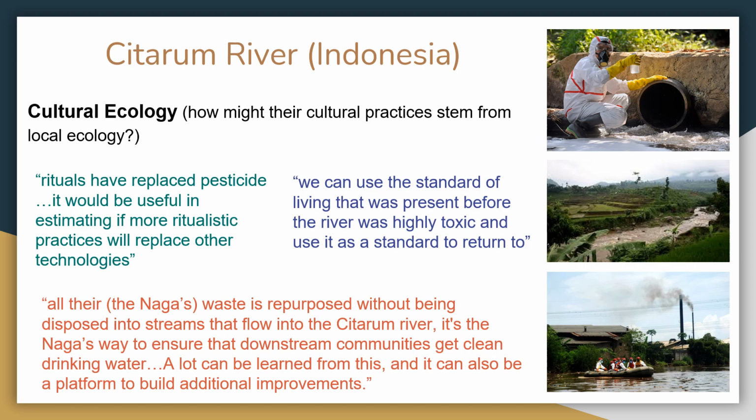And finally, the example at the bottom says that all of their waste is repurposed without being disposed into streams that flow into the Citarum River. It's the Nagas' way to ensure that downstream communities get clean drinking water. A lot can be learned from this, and it can also be a platform to build additional improvements. This example highlights that it is the people's way, it is the way of this culture to protect the water so that people downstream can enjoy clean water too.